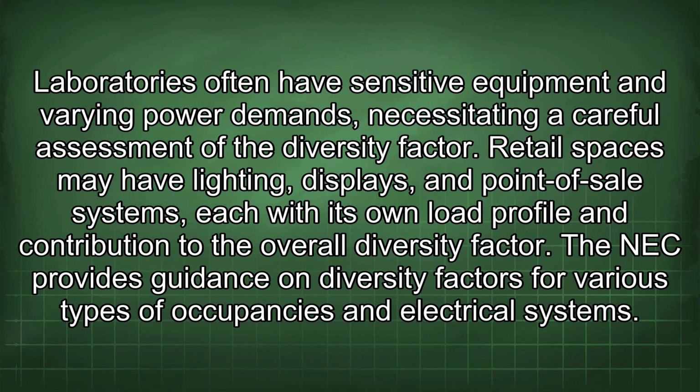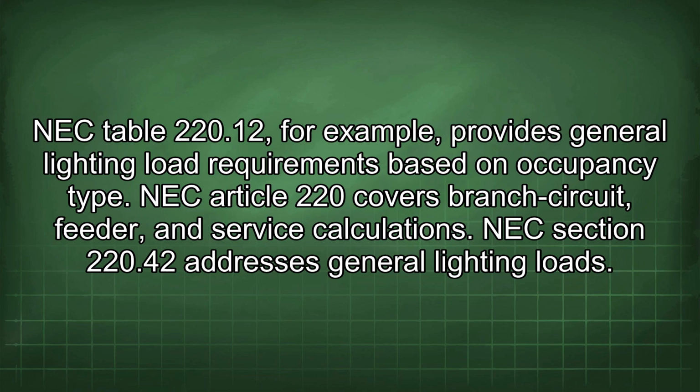Retail spaces may have lighting, displays, and point-of-sale systems, each with its own load profile and contribution to the overall diversity factor. The NEC provides guidance on diversity factors for various types of occupancies and electrical systems. NEC Table 220.12, for example, provides general lighting load requirements based on occupancy type. NEC Article 220 covers branch circuit, feeder, and service calculations. NEC Section 220.42 addresses general lighting loads.